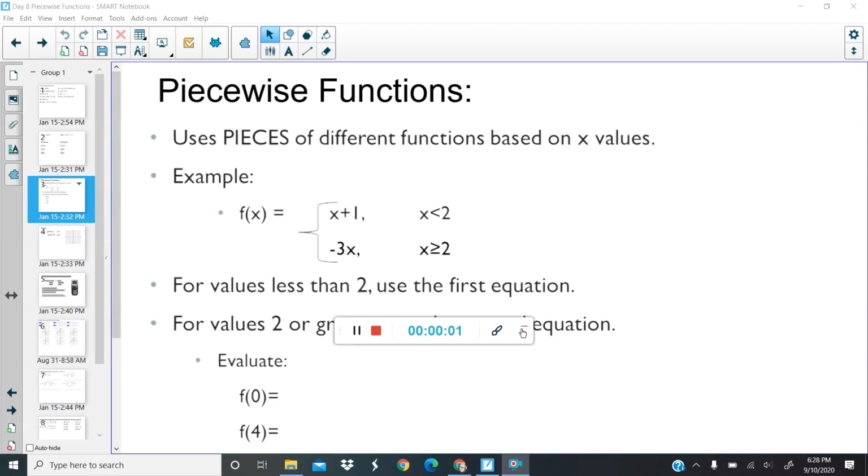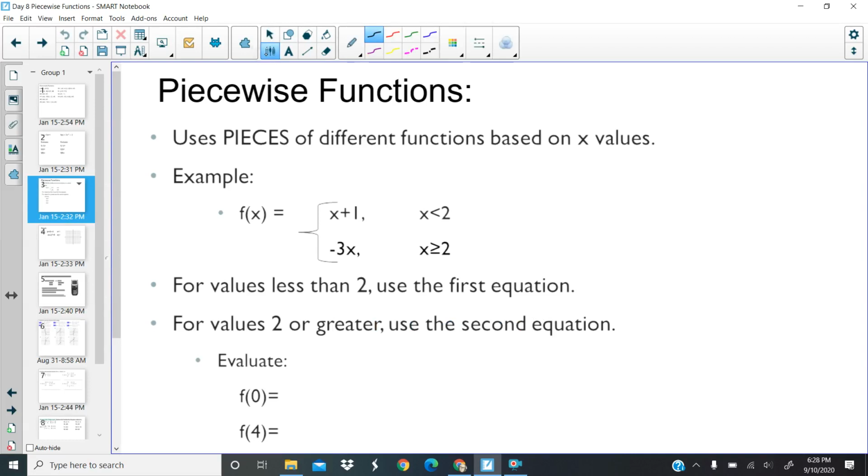Okay, so what we're going to start learning about today is called piecewise functions. Piecewise functions are one function, but they use different pieces of two different functions, and where each piece is graphed on one graph is based on the x values of that piece. For example, we have f of x, which represents just one function, but it's going to contain pieces of both of these functions: pieces of x plus 1 and pieces of negative 3x.